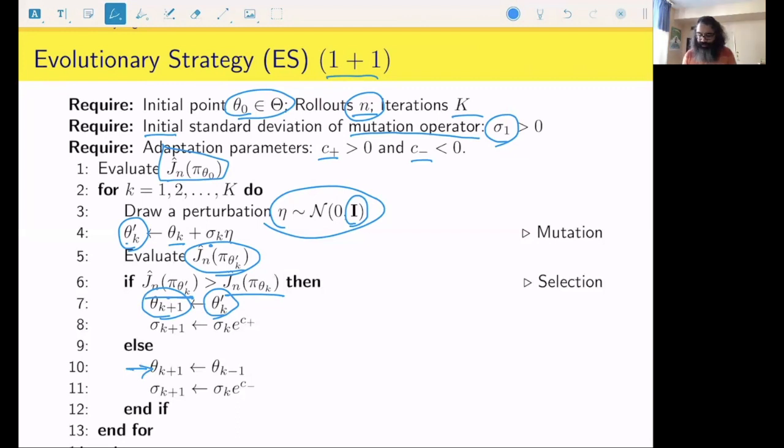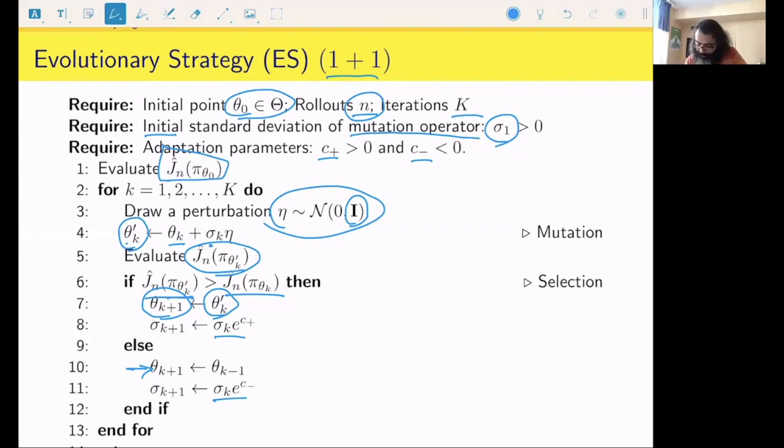But we also change the standard deviation according to this adaptation rule. If it was successful, we increase the variance, and if we get a worse point, we decrease the variance. The idea is that if it was successful, the perturbation gradually becomes larger, but if we are not successful, it tries to become smaller and smaller.